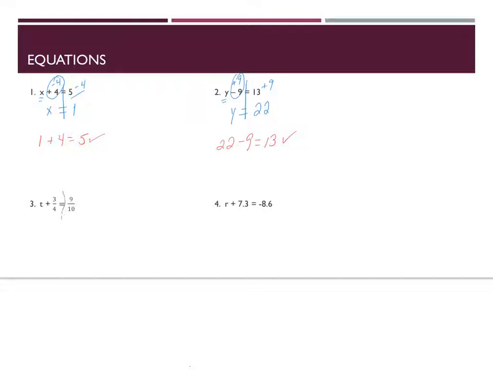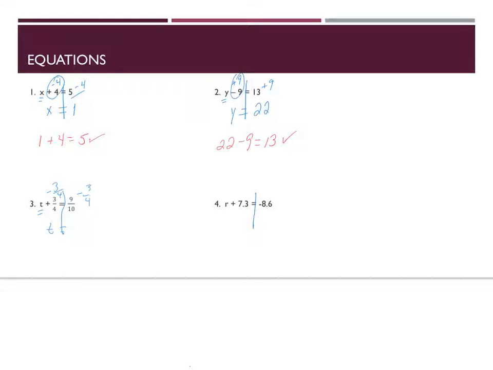Now, it may look scarier when I have fractions or when I have decimals, but it doesn't change anything. I have a calculator to do the actual computation. The rules stay the same. Locate my variable. Whatever amount I've added, I subtract from both sides. Positive 3/4 minus 3/4 makes nothing, and my t is alone.